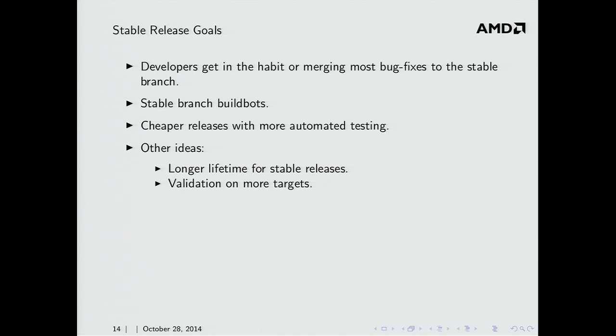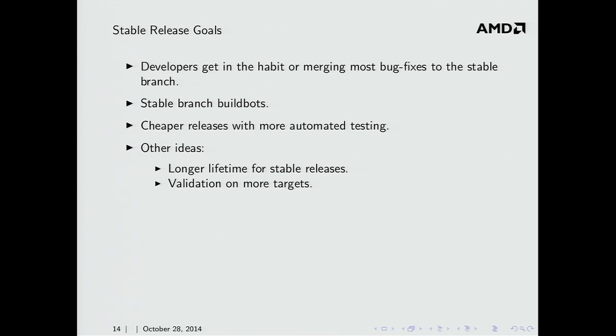Build bots for the stable branch, of course. Cheaper releases: if we're doing build bots and we have lots of automated testing, then maybe we can make it really easy to do a release. Maybe just as simple as flipping a switch, having the bots generate packages, and then we can do a release really easily. I think this would be really neat. We have a long way to go to get there, but it would be really cool if we could have the releases be that simple.